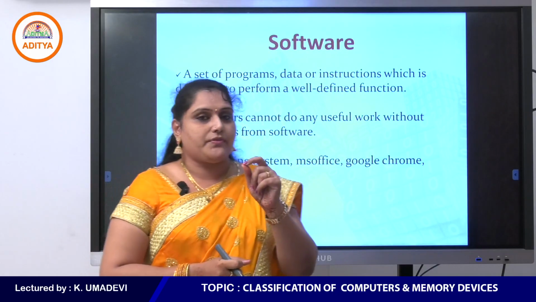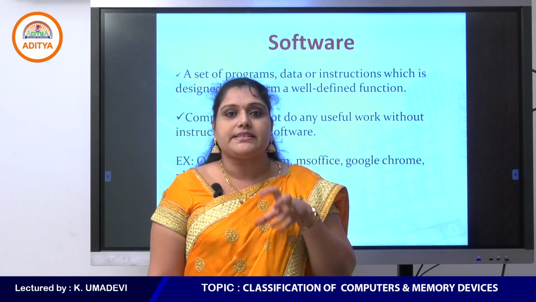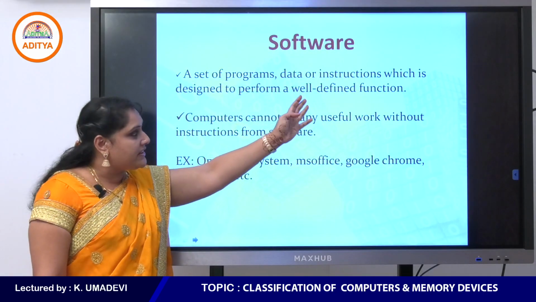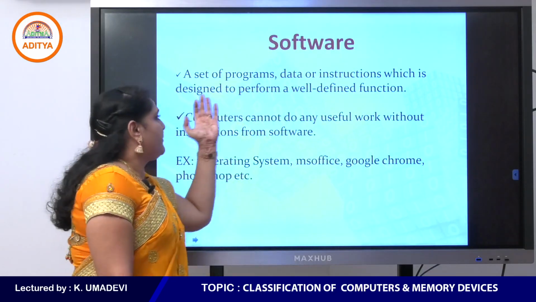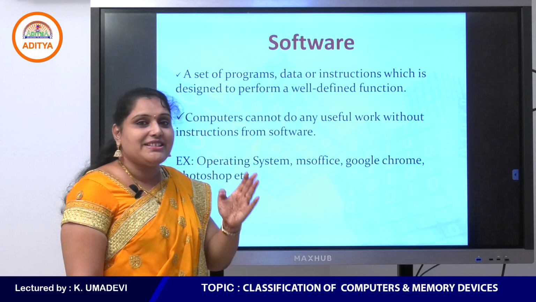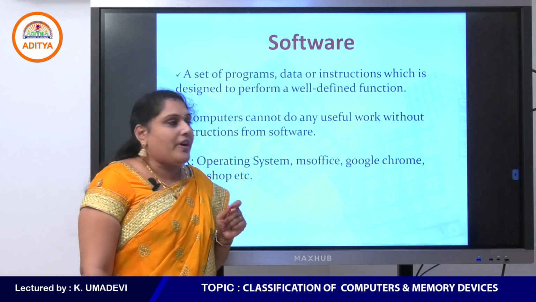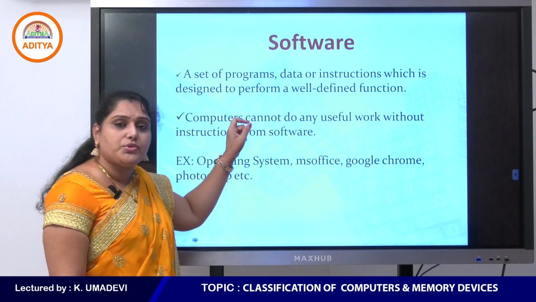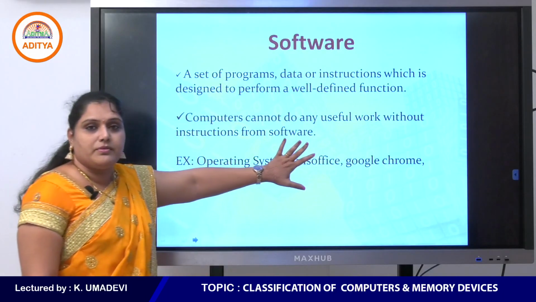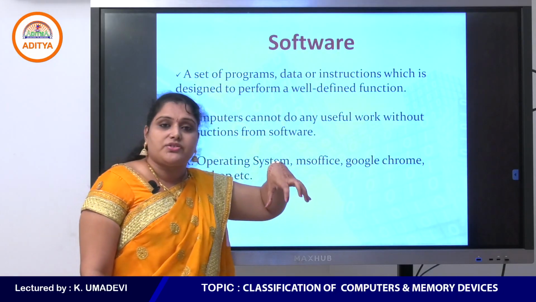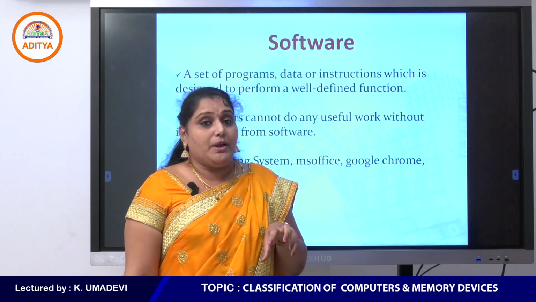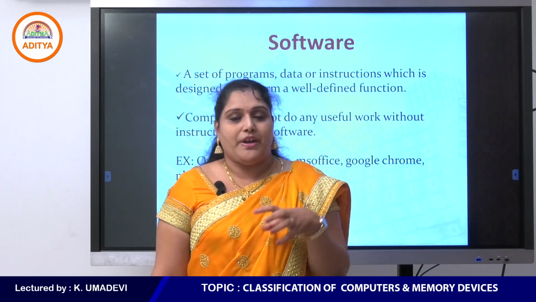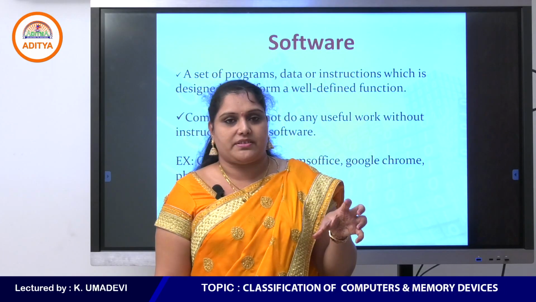So we have two types of softwares, application software and system software. So what is software? Software is a set of programs, data or instructions which is designed to perform a well-defined function. So why do we need softwares? Because without software, a computer cannot do any useful work, because we can send the instructions to hardware by using software, but not all the softwares are used to send the instructions to hardware. Why? Because we have different types of softwares.